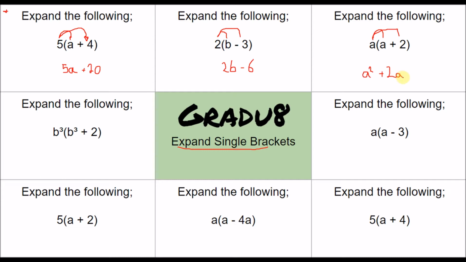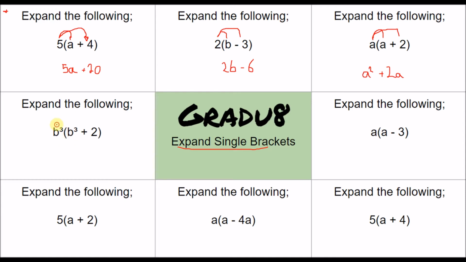This question's a really important one. Look at the difference between a multiplied by a, where you've got a and a little 2 up here, and then a multiplied by 2, which gives us 2a. Look at the difference between those two. That's really crucial. So we're now going to do this one here.